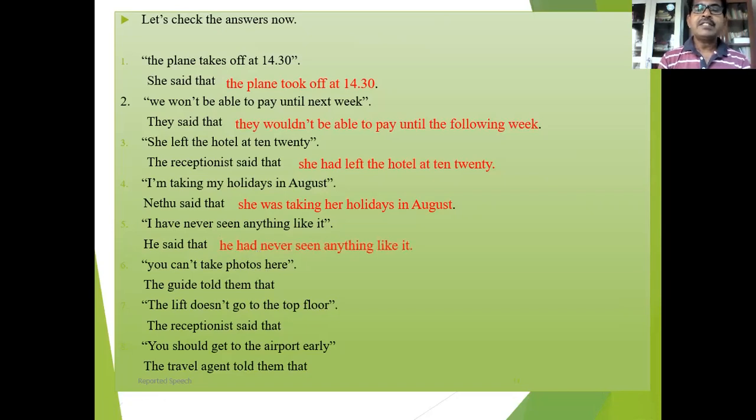I have never seen anything like it. That is the statement or sentence in direct speech. Look, it is within the inverted commas as well. He said that, what happens to 'I'? 'He'. Then 'have never seen', that is 'have seen' in the present perfect. 'Had seen', that is past perfect.